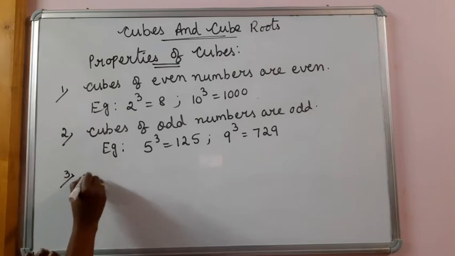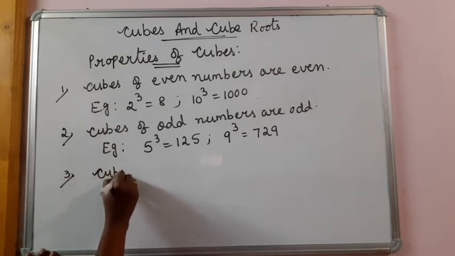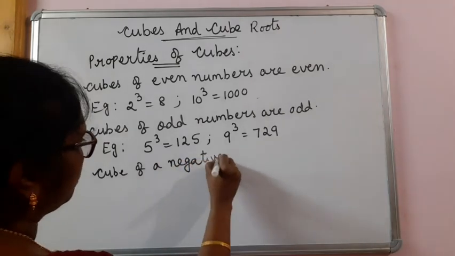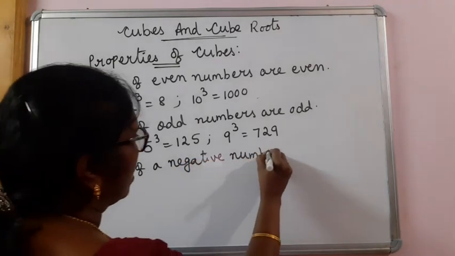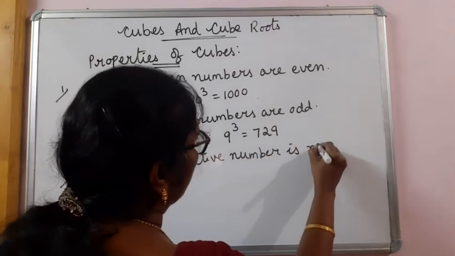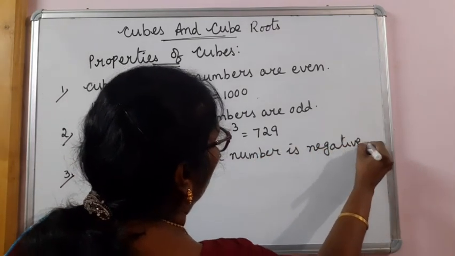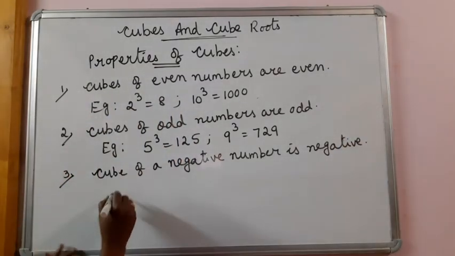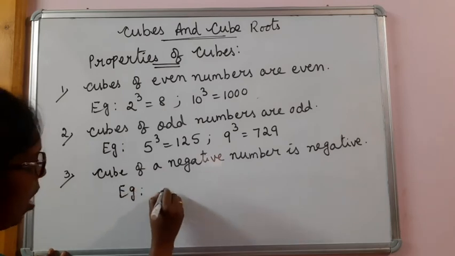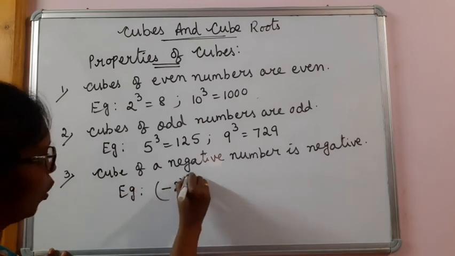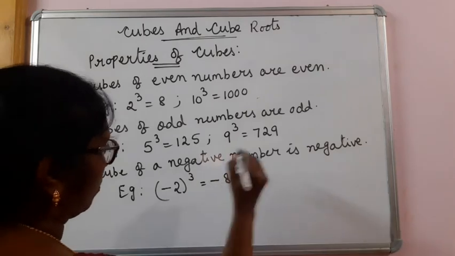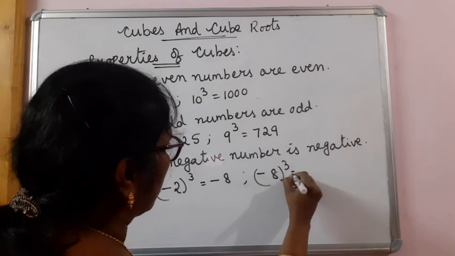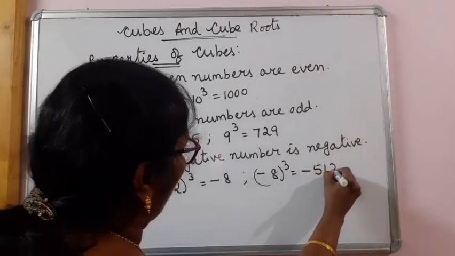Your third property is that the cube of a negative number is negative. When you multiply a negative number 3 times, we get a negative number only. Minus 2 whole cube is minus 8. Minus 8 whole cube is minus 512.